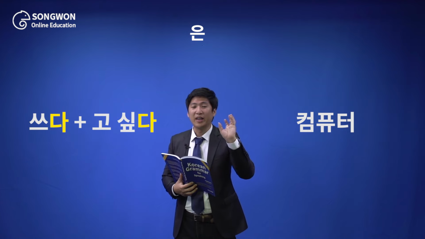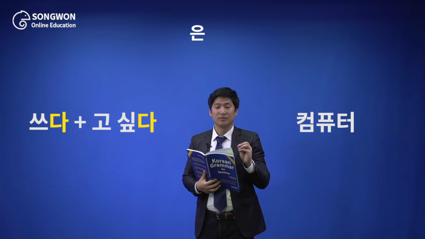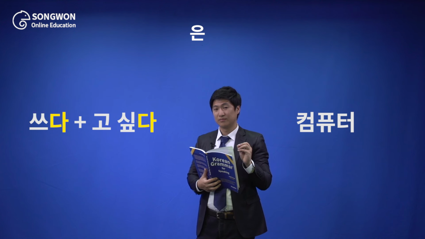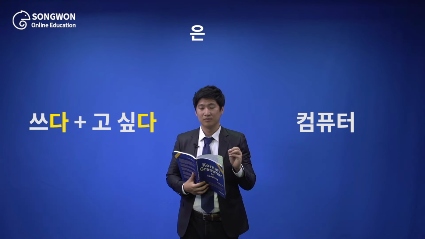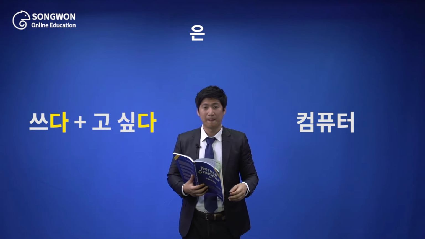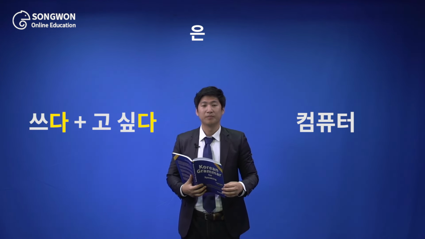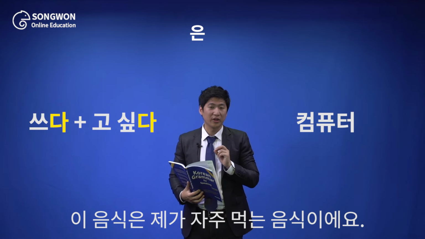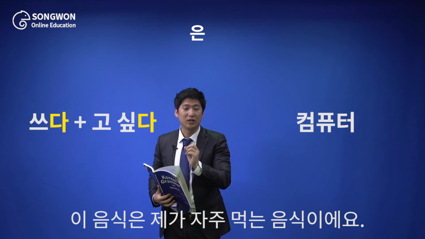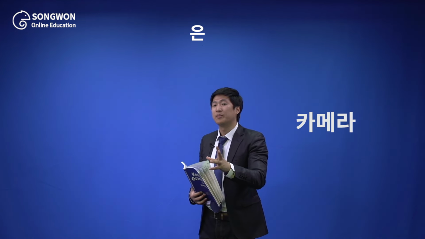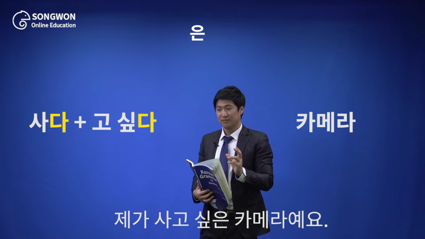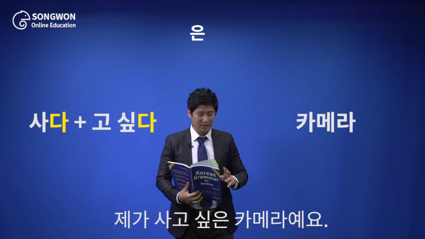How about the computer that I want to use? 쓰고 싶은 컴퓨터. Right. How about it's a computer that I want to use? 제가 쓰고 싶은 컴퓨터예요. Perfect. It's a computer that I want to use. How about it's a camera that I want to buy? 제가 사고 싶은 카메라예요. That's correct.